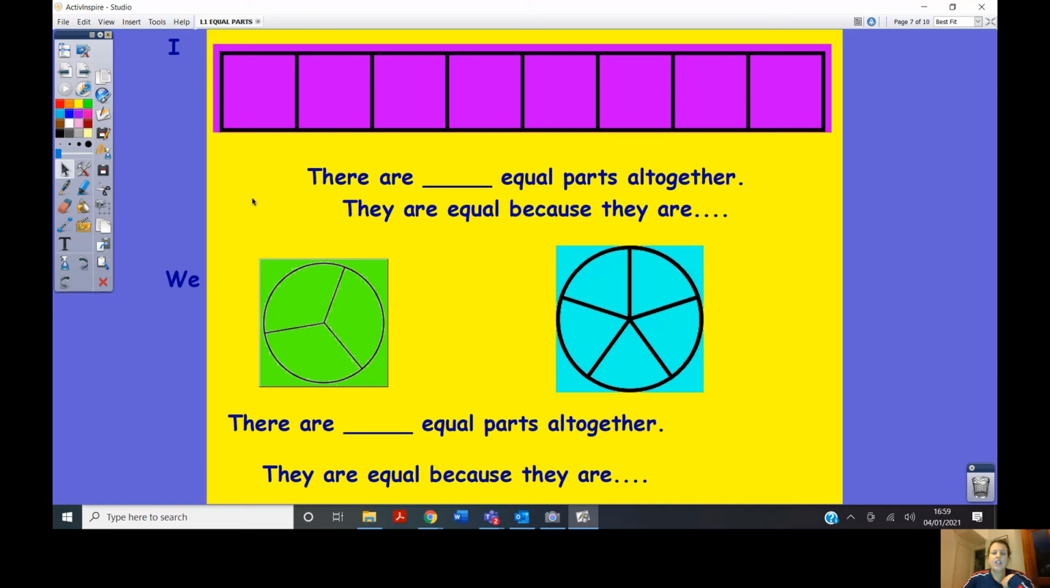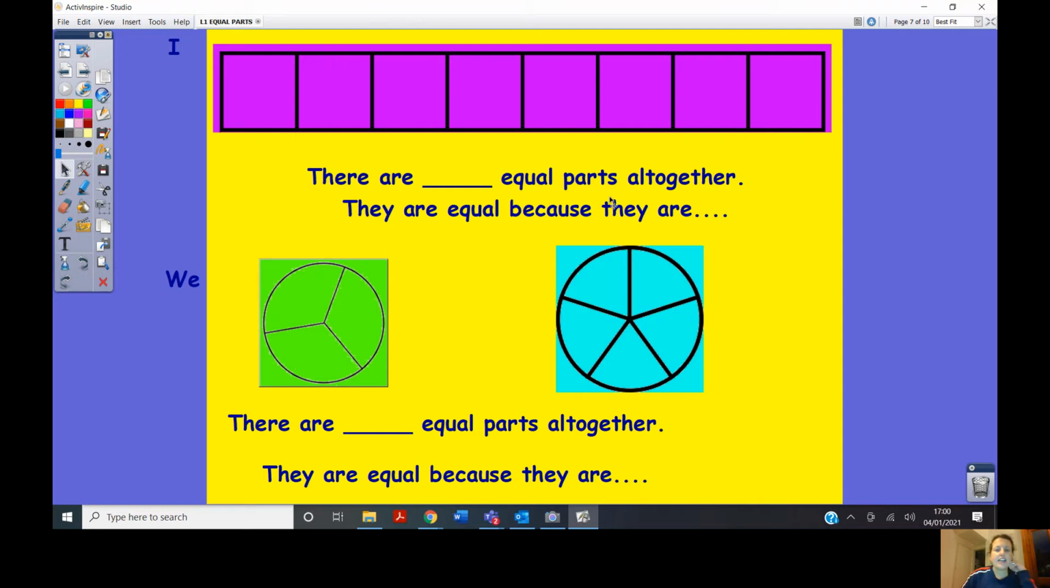So let's have a look at this long purple rectangle. I'm going to see how many equal parts there are altogether, and then I'm going to explain how I know that they're equal and for what reason. What I need to do first is count 1, 2, 3, 4, 5, 6, 7, 8. There are 8 equal parts altogether.